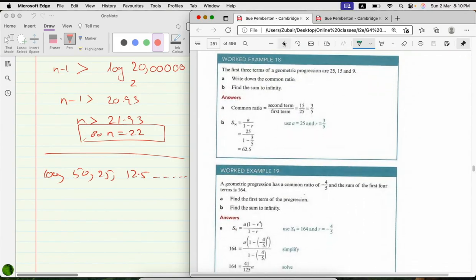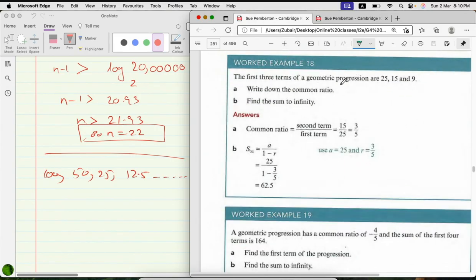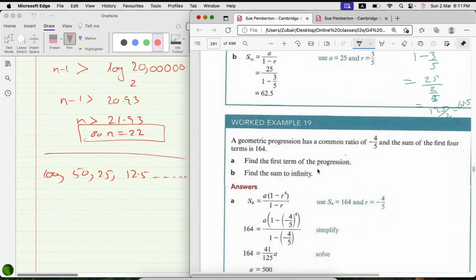First worked example. The first three terms of a geometric progression are 25, 15, and 9. Write down the common ratio. So simply 15 by 25 or 9 by 15, which is 3 by 5. We use either. Find the sum to infinity. That is first term divided by 1 minus r. So 25 over 2 by 5, 25 into 5 is 125 by 2, 62.5. Sum up to infinity, like we add all those terms.